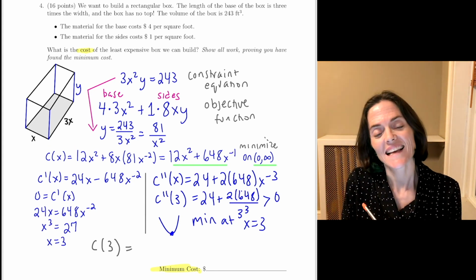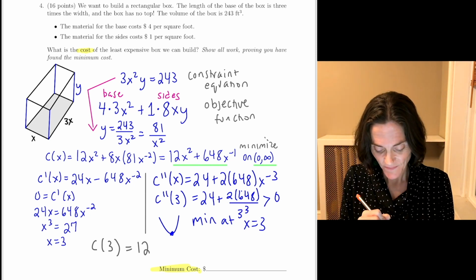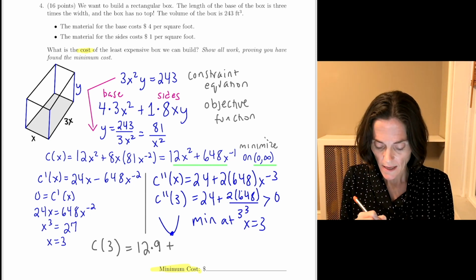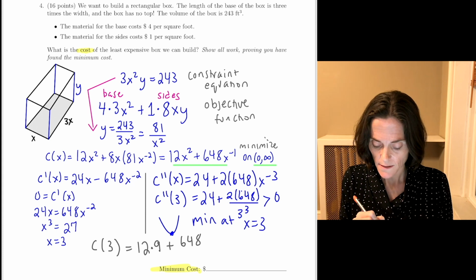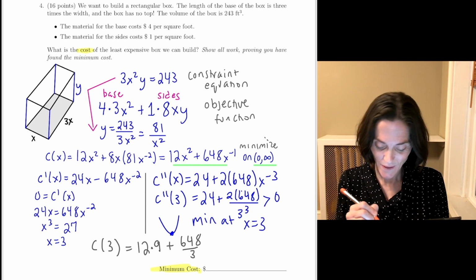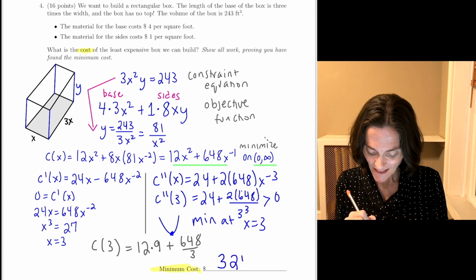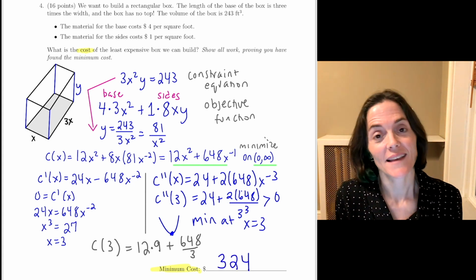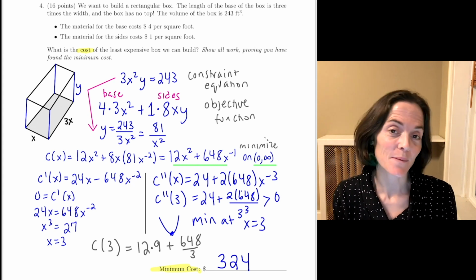This is 12 times 9 plus 648 divided by 3, which is 324. But this is our final answer here. That was a fun problem.